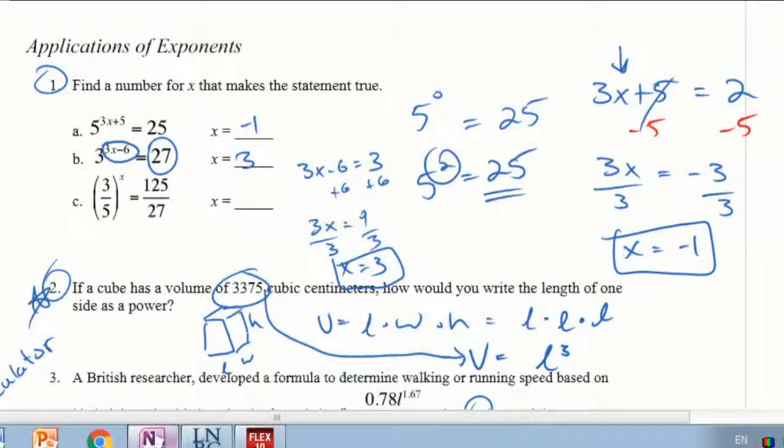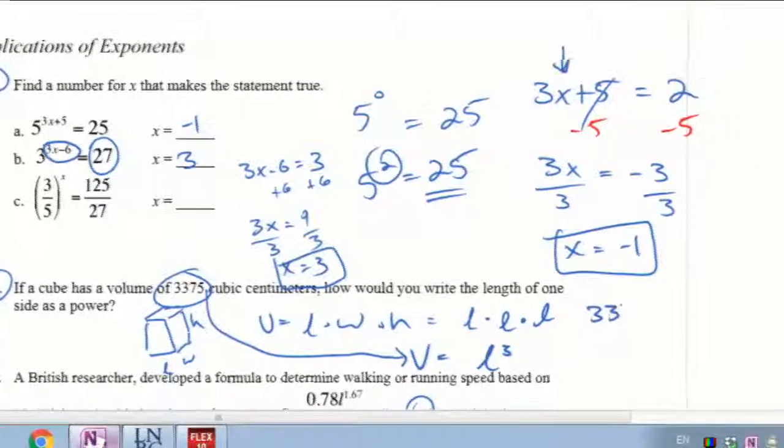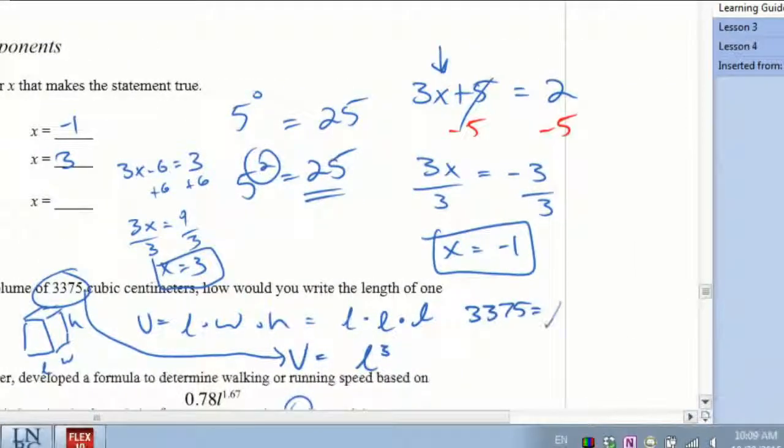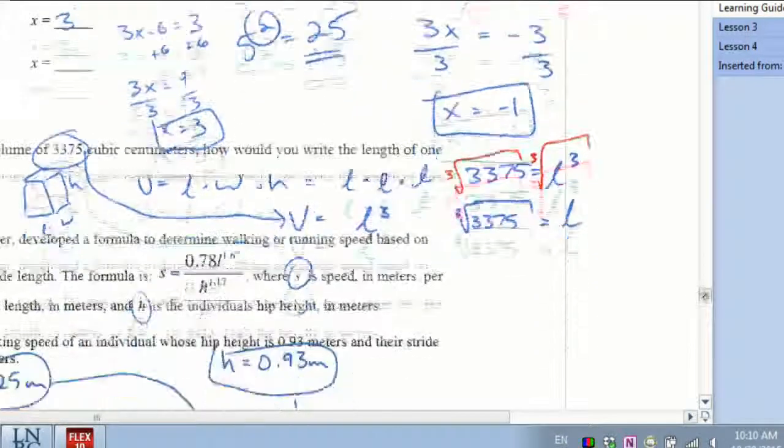Now this is a lot of work you probably don't need to show for this question, but 3,375 is equal to the length cubed. Now if I want to find just the length, the opposite of cubing something is taking the cube root of something. So I'm going to have the cube root of 3,375, which is equal to L instead of L cubed.